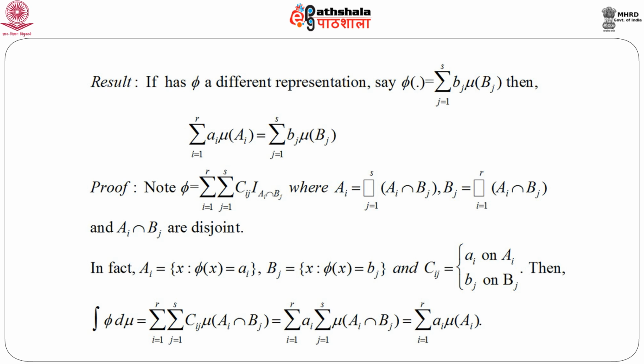Now we can write the integral of the simple function, integration of phi d mu, as a summation over the sets A_i intersection B_j. That means it would be the double sum i equals 1 to r, j equals 1 to s, c_ij mu of A_i intersection B_j, which equals summation i equals 1 to r a_i and summation j equals 1 to s mu of A_i intersection B_j. Now, this second sum actually gives us mu of B_j, because the sum is over j. So, this is summation j equals 1 to s b_j into mu of B_j. Similarly, we can show that integration of phi d mu can be written as just summation i equals 1 to r a_i into mu(A_i), and hence the result.